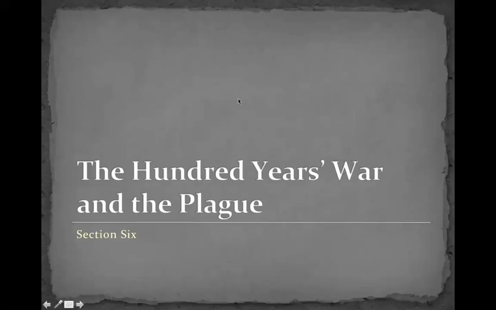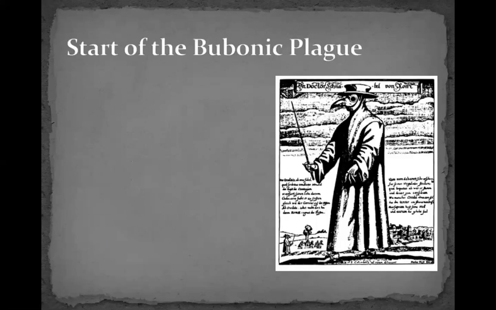So this is the 100 Years' War and the Plague. This is the 6th and final section of our unit on the European Middle Ages. Some of it will be quite relevant to things going on today. We are going to start by talking about the Bubonic Plague.